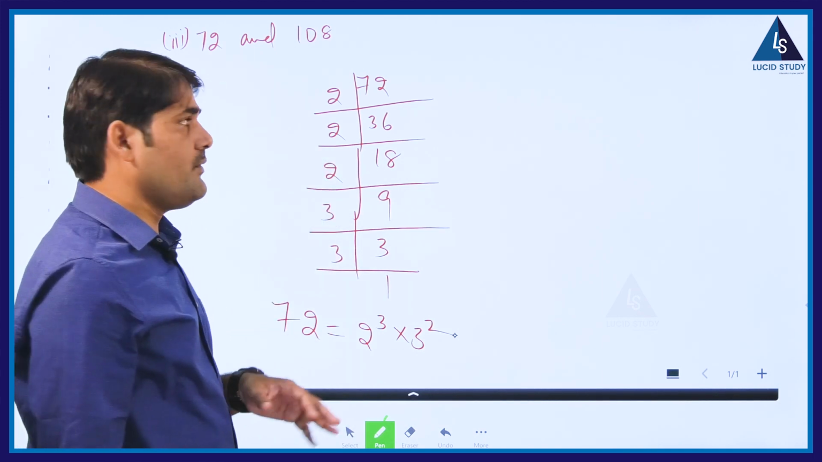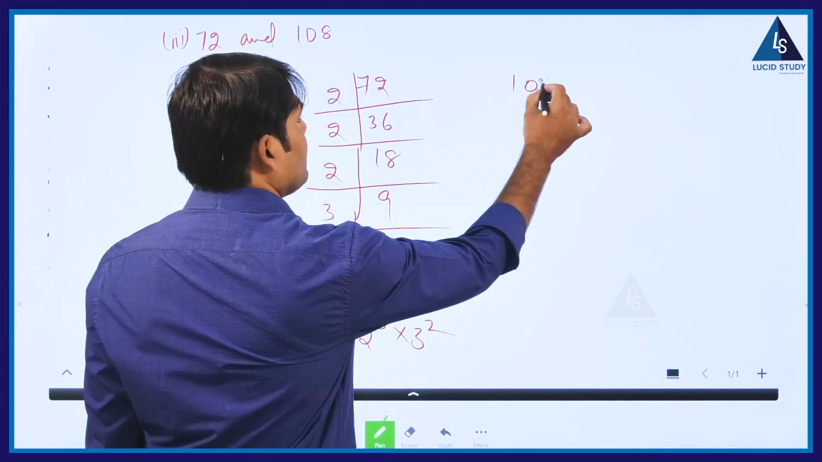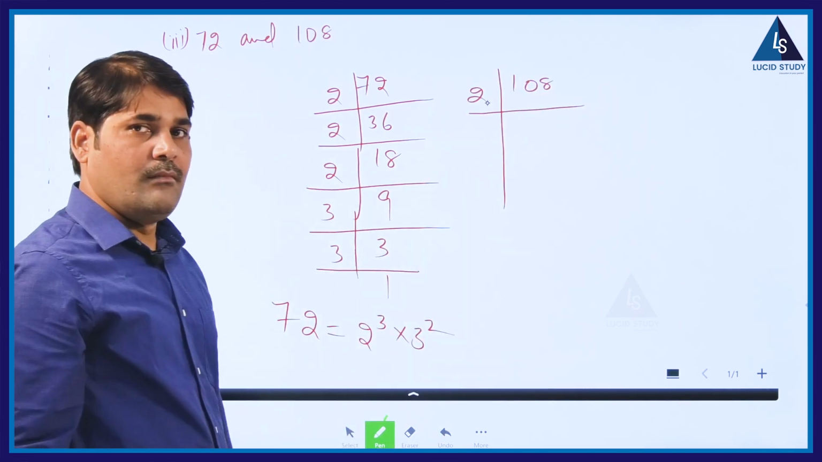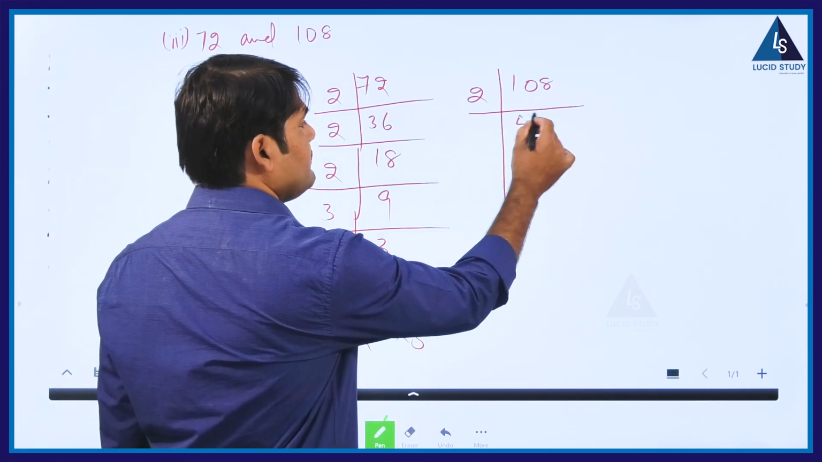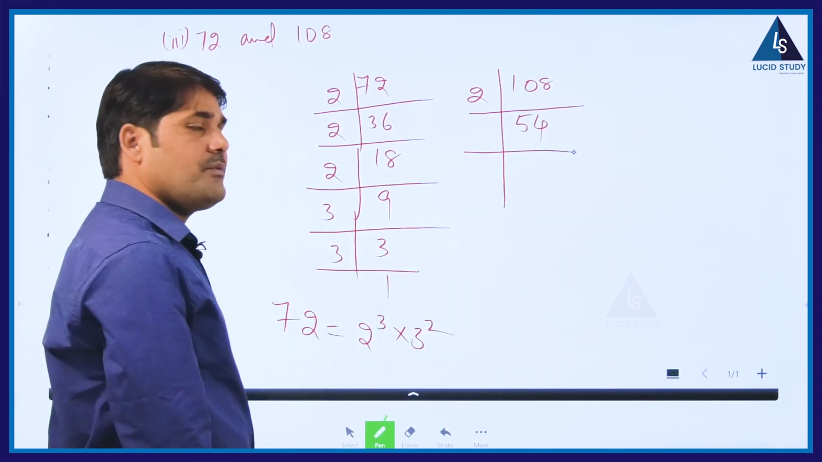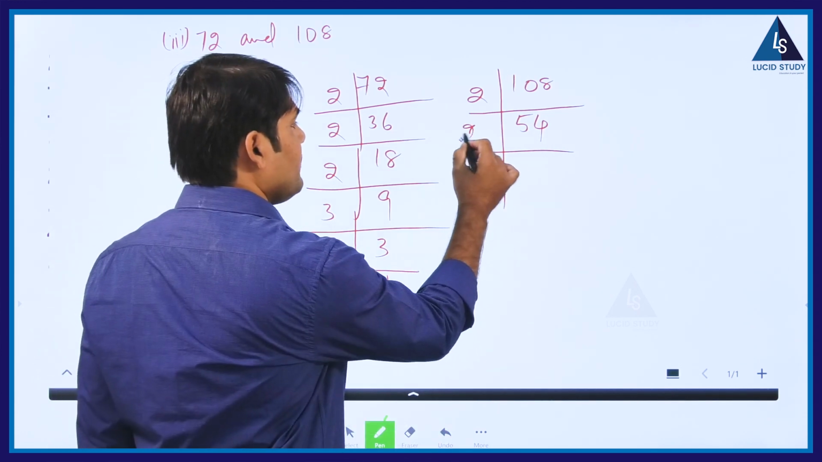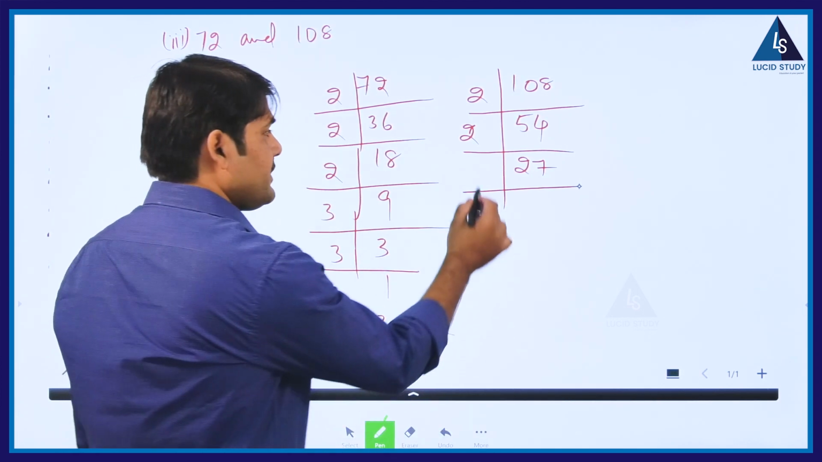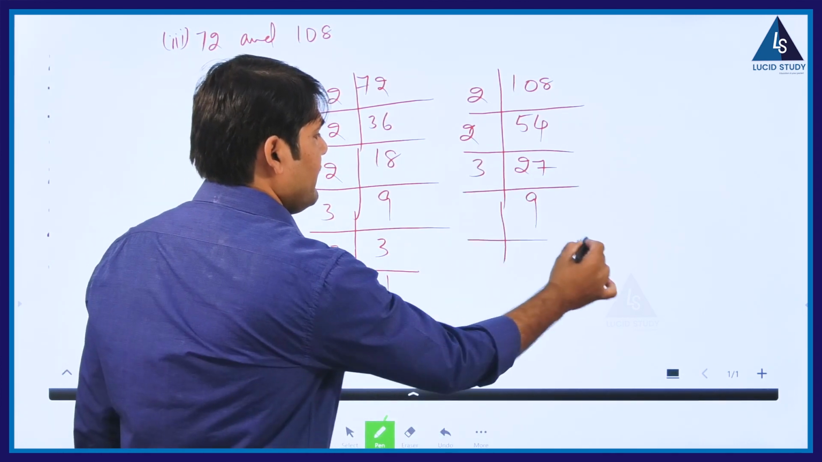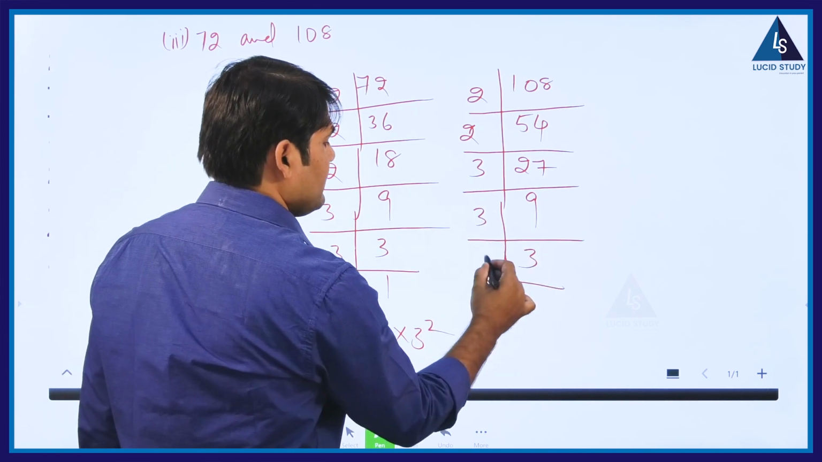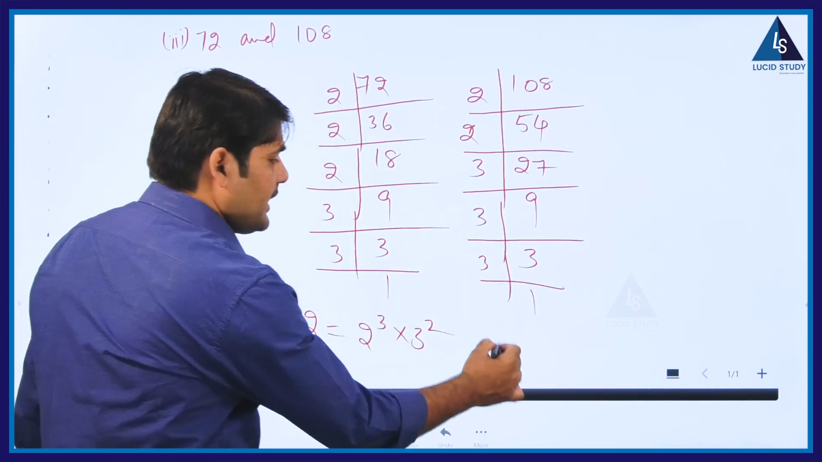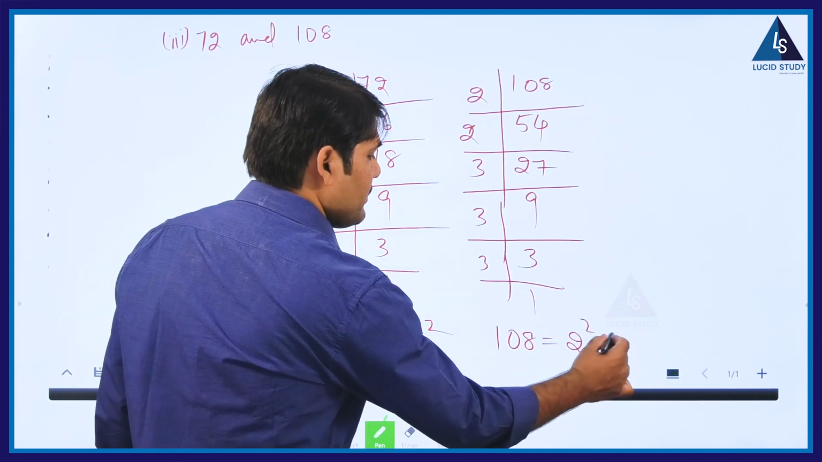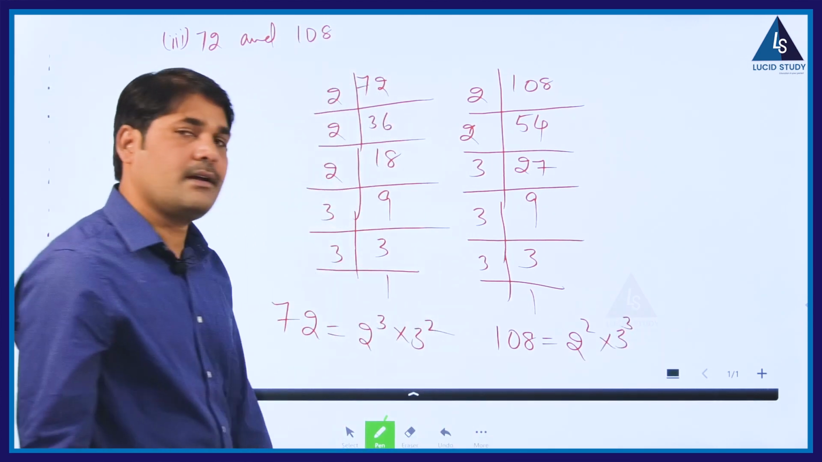Similarly 108 also we will write in terms of prime factors. So 108, 2 table, 2 54s. Similarly 54 is an even number, so it is again in the 2 table. So 2 27s. 27 is in the 3 table, 3 9s and 3 3s, 3 1s. So 108, how can I write? 108 is equal to 2 square into 3 cube. Like this I can write.